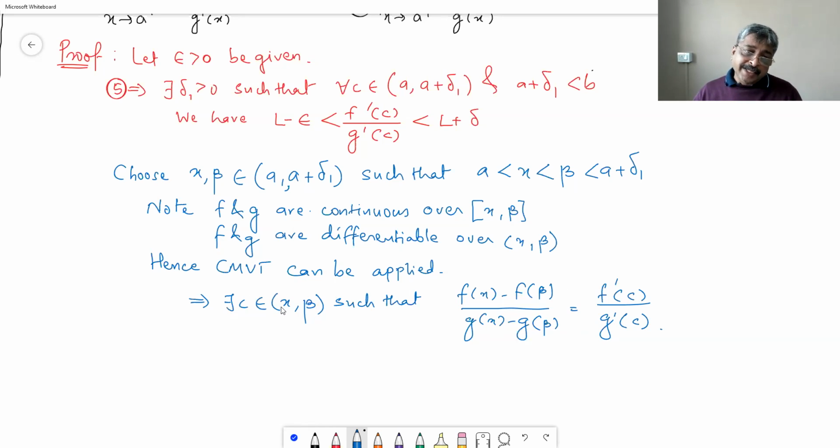However, where are these x and betas? They are between a to a plus delta. Is this result true by limit definition between a to a plus delta 1? Yes. So therefore, is this C satisfying this requirement? Yes. This is very important that you understand. Therefore, now I can practically replace this by this in star.